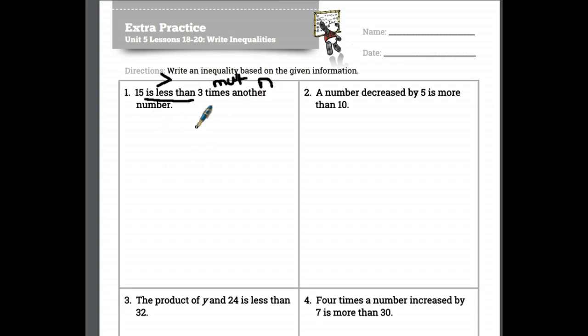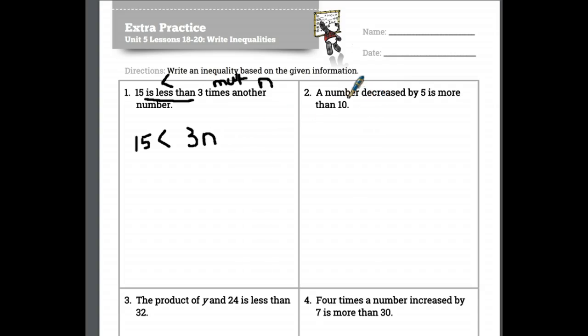And now we're going to write the inequality. 15, I'm going to take a look at what I indicated up here. 15 is less than, and I'm sure some of you looked at that and went, don't think so, Mrs. Stroud. That was the greater than symbol. I didn't notice it until I went to go write it here. 15 is less than 3 times another number.